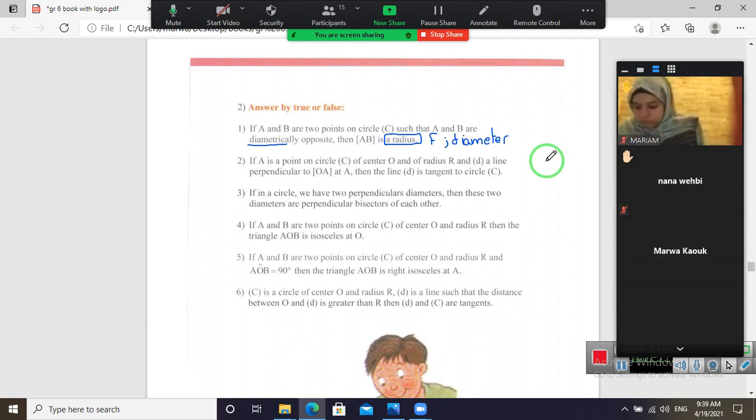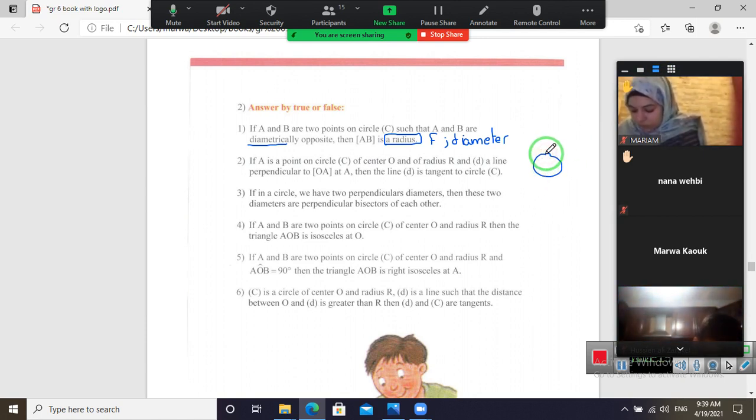If A is a point on the circle C of center O and radius R, I will draw an example here by freehand. This is O, this is the circle C, and a line D perpendicular to OA. OA is a what? A is on the circle. OA is a radius. And I will draw a perpendicular on A. That is in the given.